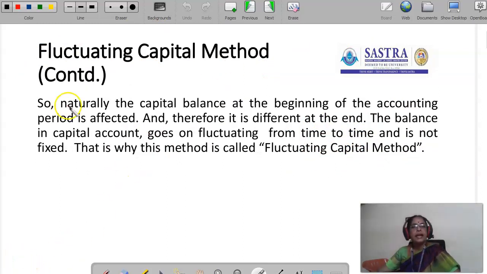As I told, naturally the capital balance at the beginning of the accounting period is affected and therefore it is different at the end. The balance in capital account goes on fluctuating from time to time and is not a fixed one. That is why this method is called fluctuating capital method. In the beginning, the capital may be 1 lakh. At the end, it may be 2 lakhs or 1,80,000 or 2,50,000. It is changed because all the adjustments are made in this capital account.